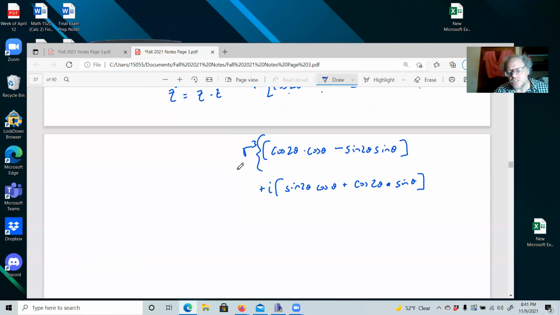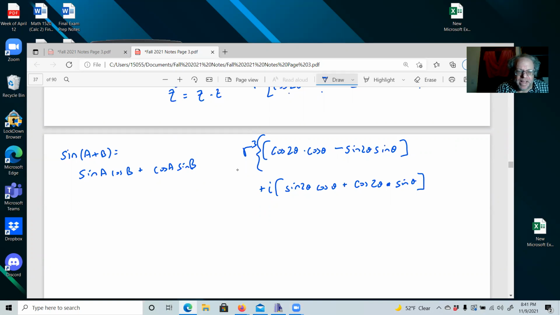Do you remember? Of course you do. Do you remember the sine of a plus b formula, where this is sine a cosine b plus cosine a sine b? Well, what if my a is 2 theta and my b is 1 theta?